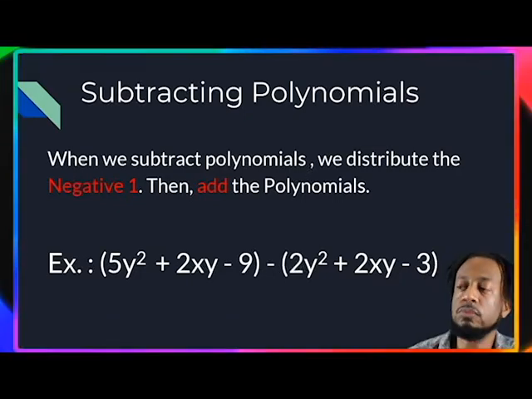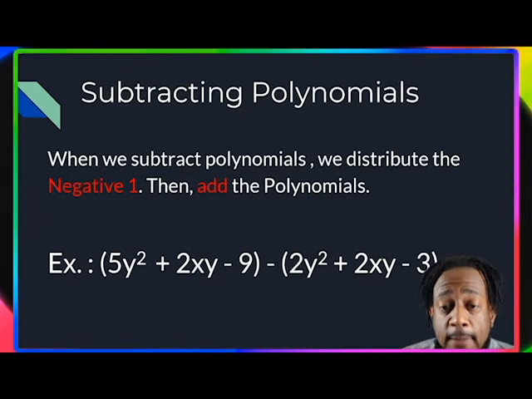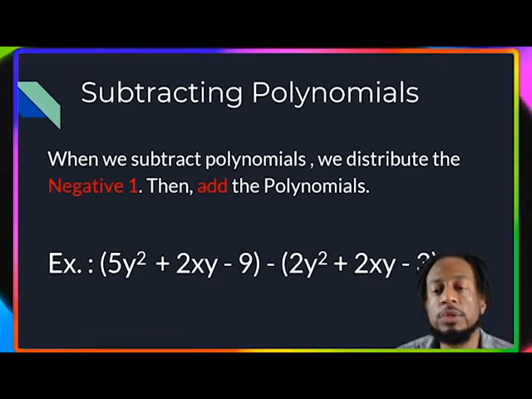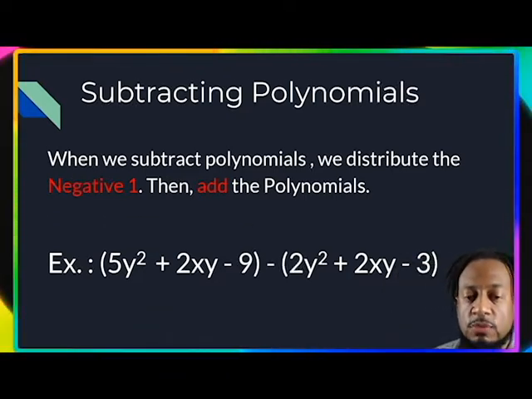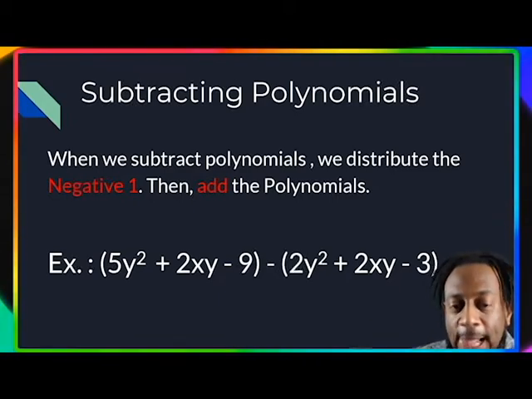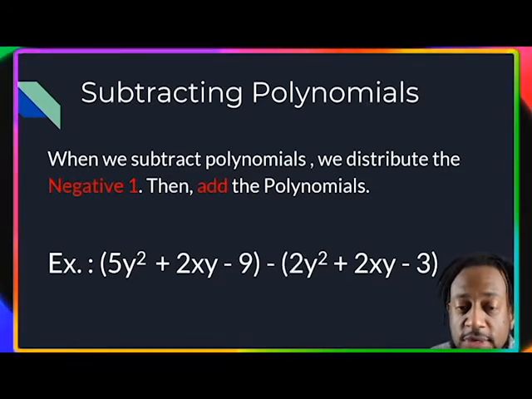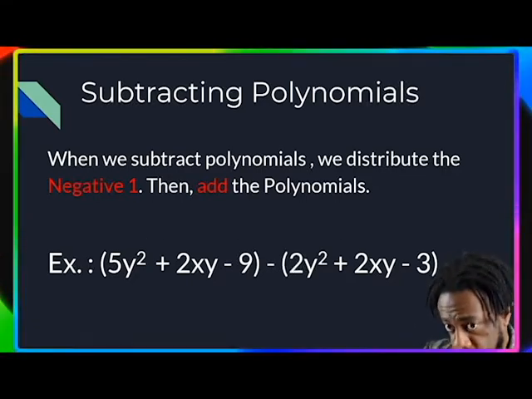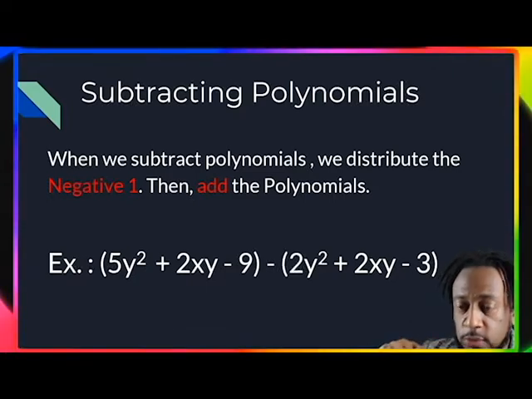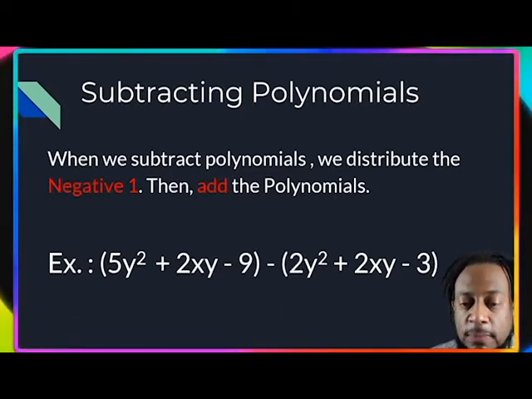Now, subtracting polynomials. When we subtract polynomials, we distribute the negative 1 and then add the polynomials. We subtract the polynomials, we distribute the negative. Distribute. That's one word. That's that word we need to break down. The negative 1 and then add the polynomials.